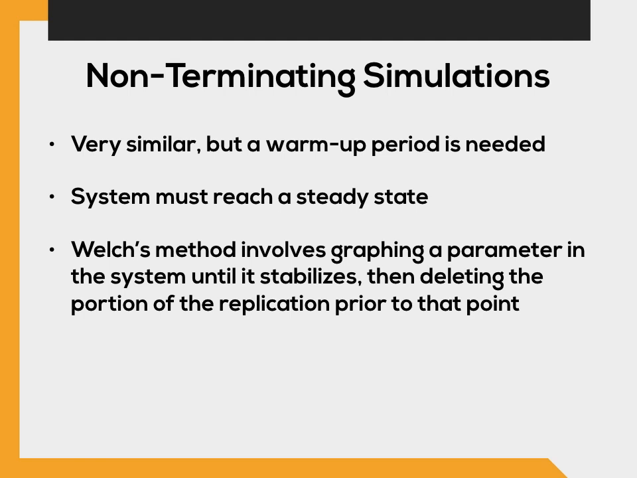account for that. So very simply, I think the simplest method for looking at data from a non-terminating simulation is to use a method called Welch's method. And this involves graphing one of the parameters in your system until it stabilizes. And then you delete the portion of the replication prior to that point. So you would basically, in layman's terms, not use the data from the warm-up period. You're only going to use the data from the steady state.